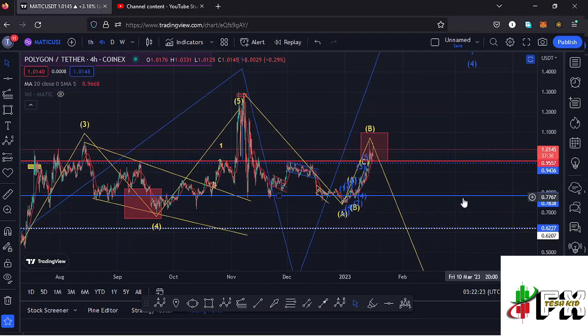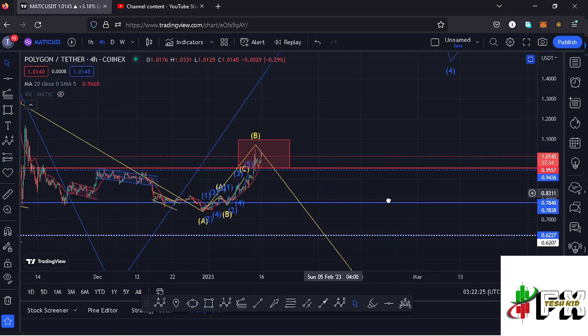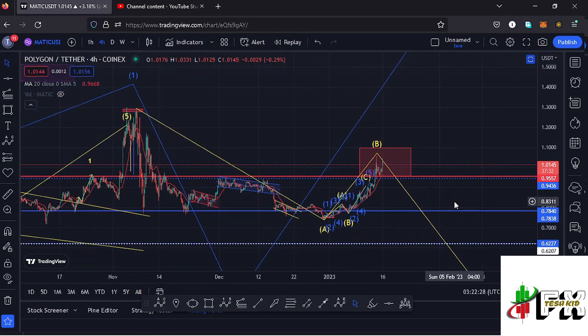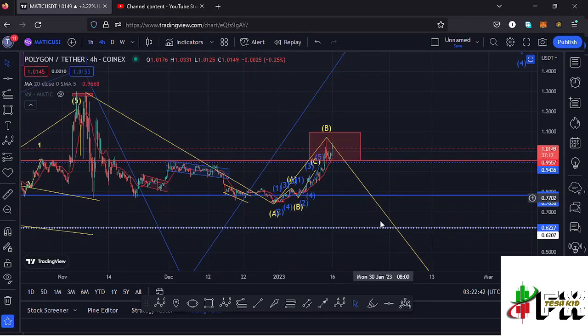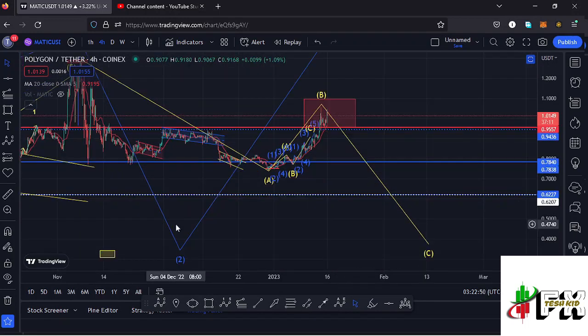Getting a little bit into the details of the formation of this ABC corrective structure, you can see that I'm terming this move right here as the wave A. Then we saw a bit of a bounce to the upside in the formation of this wave B, making a high at around the $1.05 mark. And now I'm expecting a bit of a retracement to the lower side in the formation of this wave C to fully maximize the formation of this higher Elliott wave count 2 to the lower side.